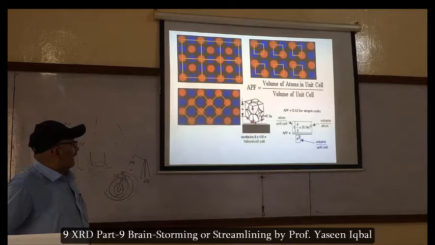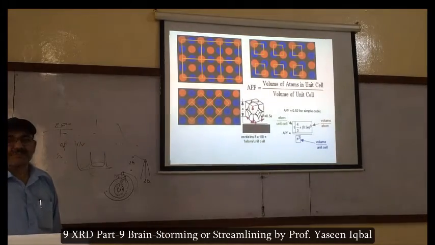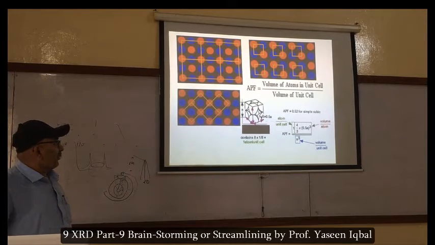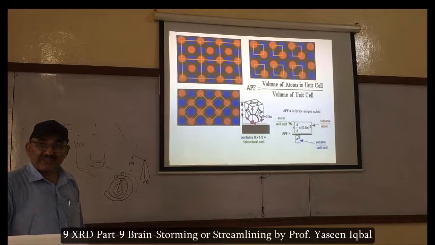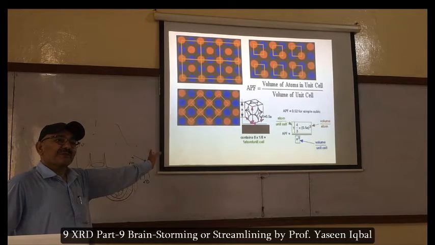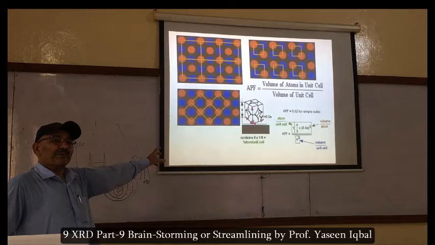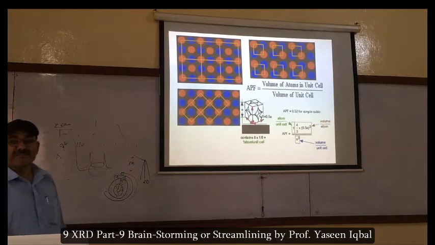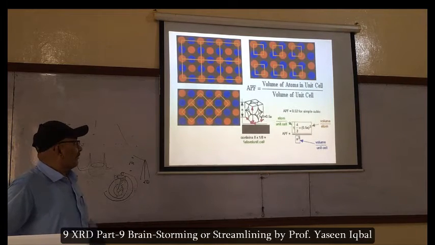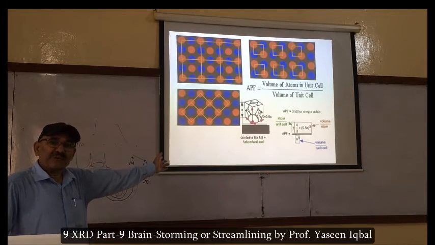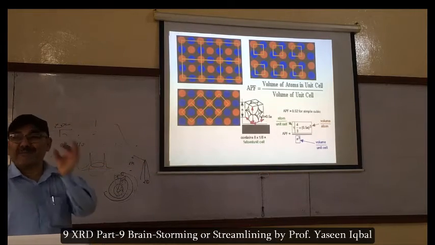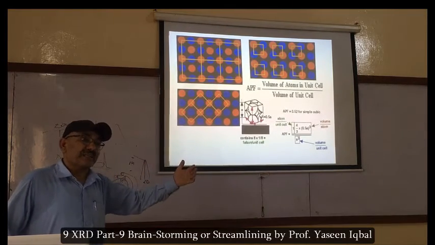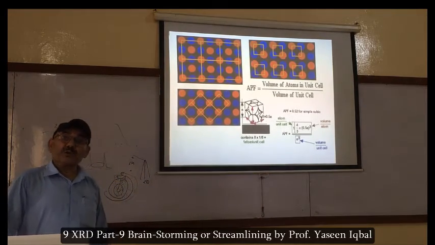Here, the atomic packing fraction. It is very important that you count various atoms for various structures, and from there you determine the volume of atoms in a unit cell divided by the volume of the unit cell. So this tells you about the filled space and the difference between the filled space and the unfilled space, right?